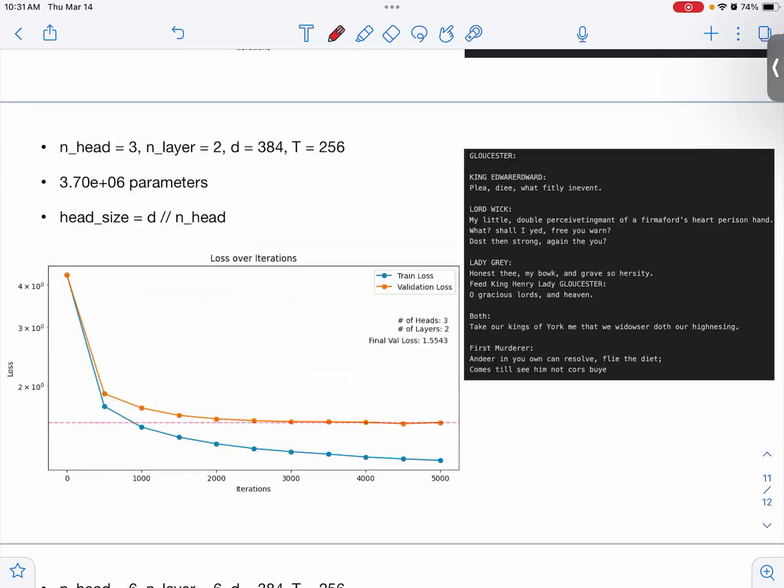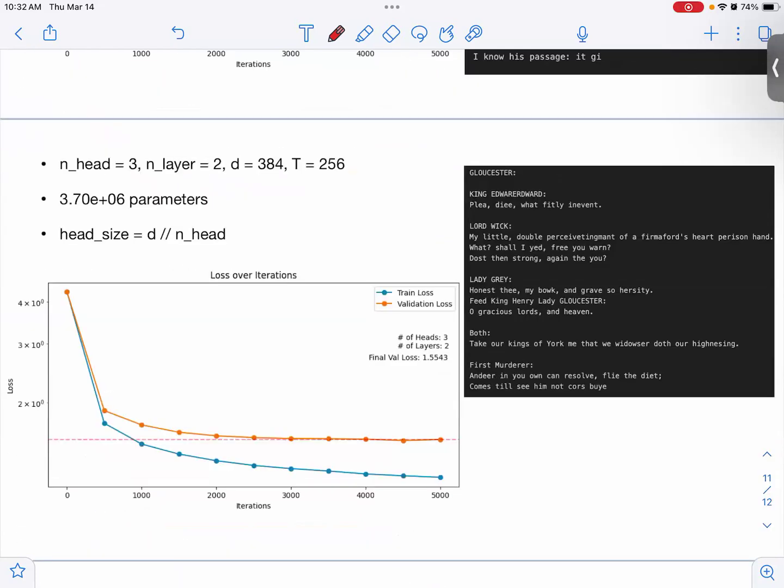This is my own set of parameters: 3 heads, 2 layers, the same context. So this is now 3.7 million parameters. And it has a similar final validation error. The quality you can judge for yourself. It's still not quite there, but much better than the original.